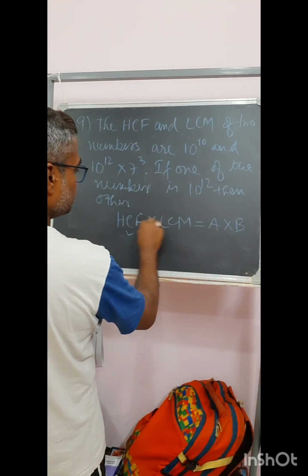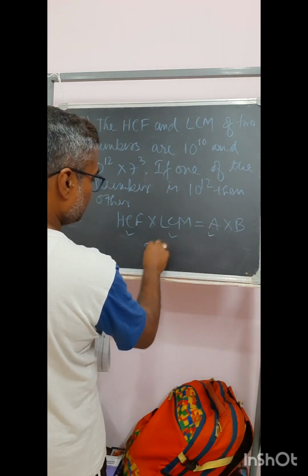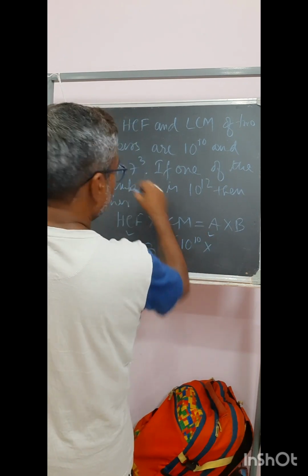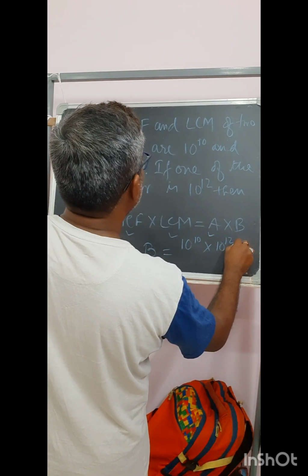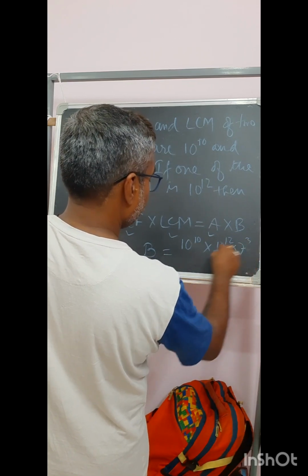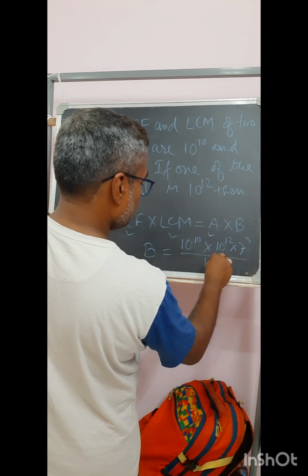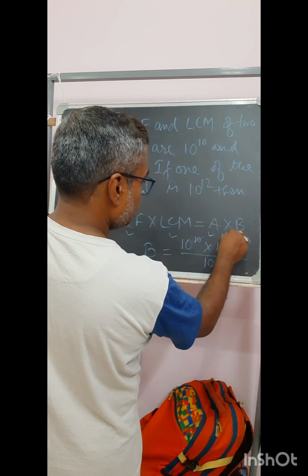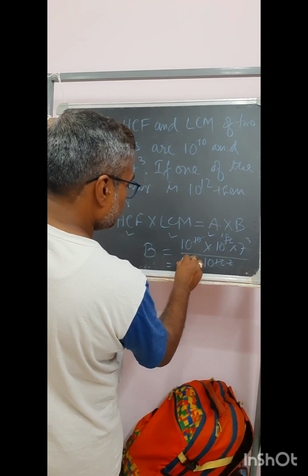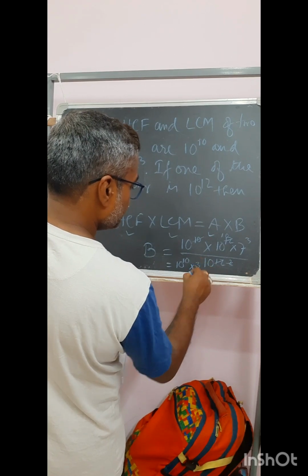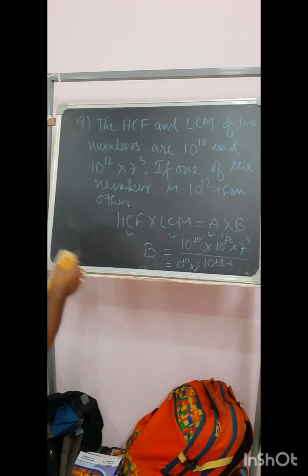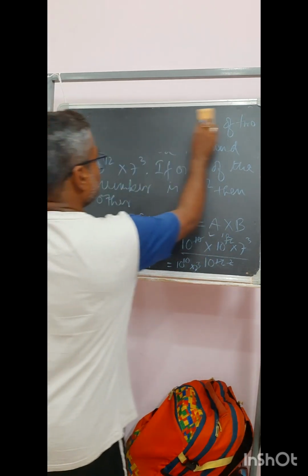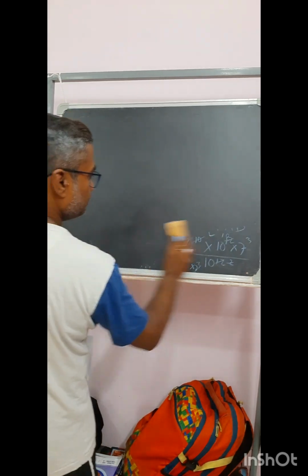So you know the HCF and LCM, and you know one number, so B would be HCF, that means 10 to the power 10 into LCM, which is 10 to the power 12 into 7 cube, then the number is 10 to the power 12, I say. So if I cancel out, the other number will be 10 to the power 10 into 7 cube. So that will be the answer. This is a very easy sum because you know the relation, so the only thing is to put in the values and calculate the other number. Okay, so this is your 9th problem.